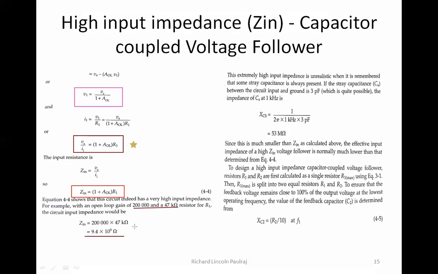Now actually developing such high resistances is impossible. Usually, as you have seen in your problems, we take values in mega ohms, so 10 raised to 9 is really extremely high input impedance. We substituted this value and found it satisfies our criteria where Zin is very large. But this extremely high input impedance is unrealistic when it is remembered that some stray capacitance is always present.